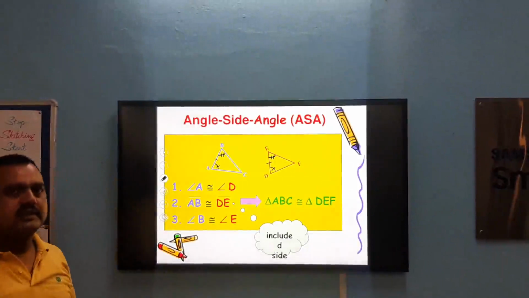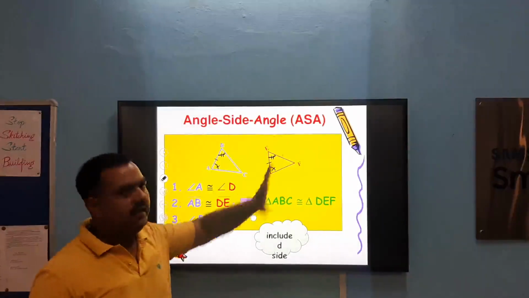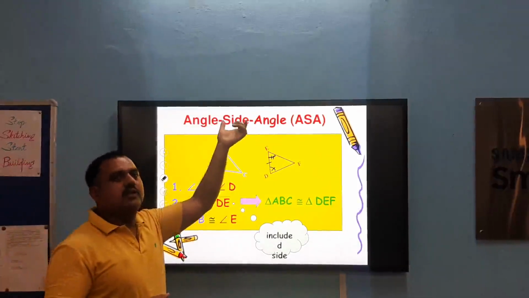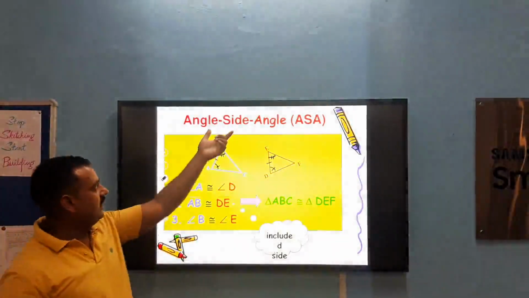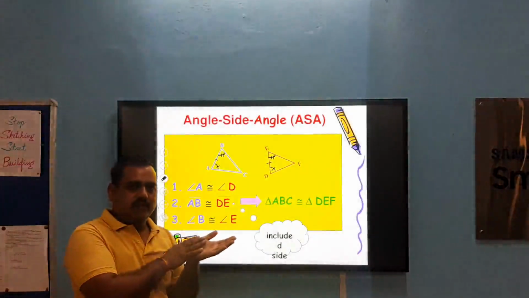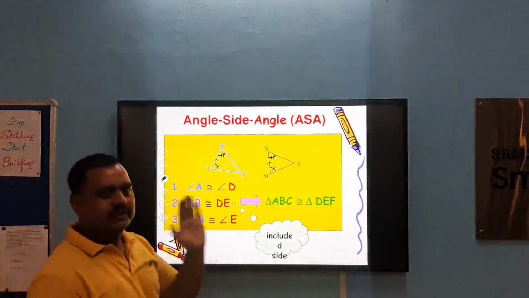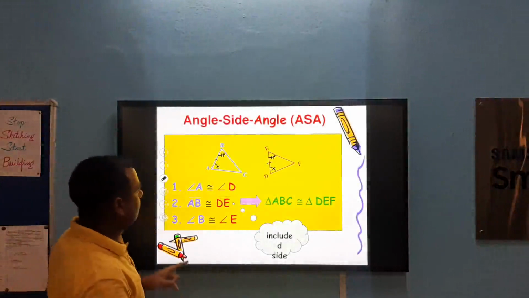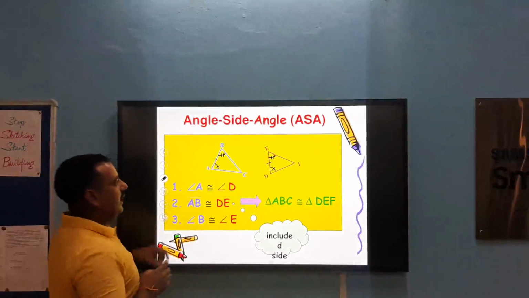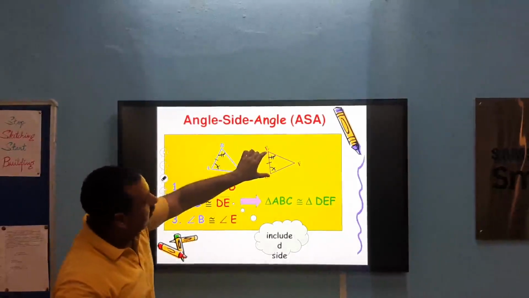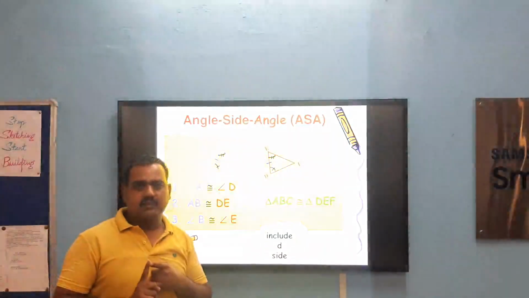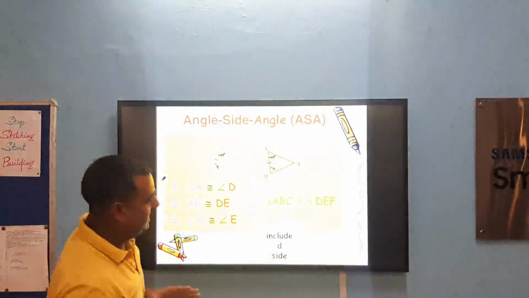Now, the next congruency criteria is angle side angle. Here, two angles are given and the included side is given. The side is written in the middle of the two angles. So, just like SAS, we have this criteria ASA, in which if we know that two corresponding angles of two triangles are equal, and the side which is included between the two equal angles is also equal, then we can say the triangles are congruent to each other.